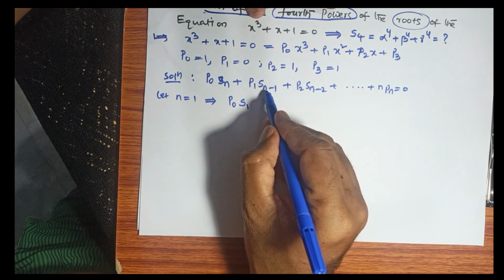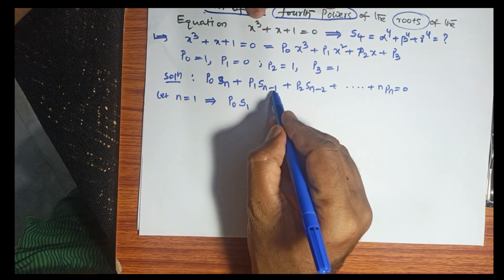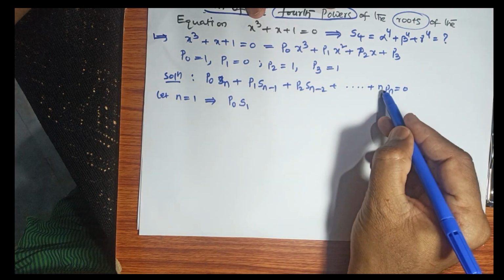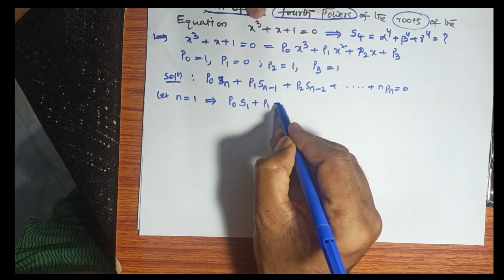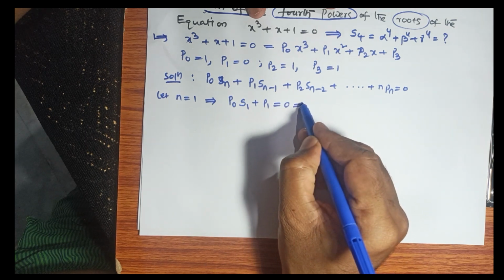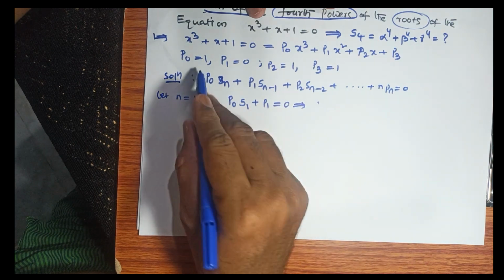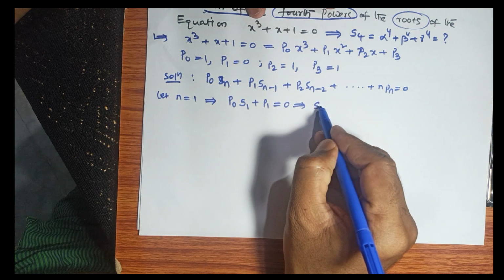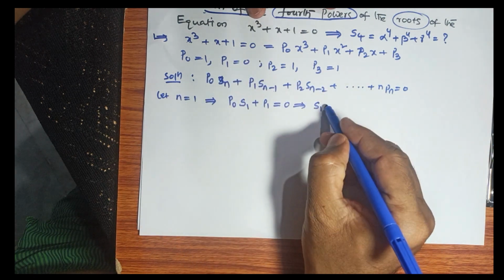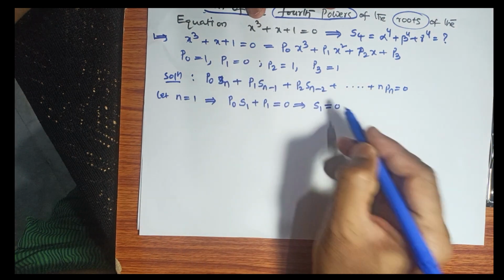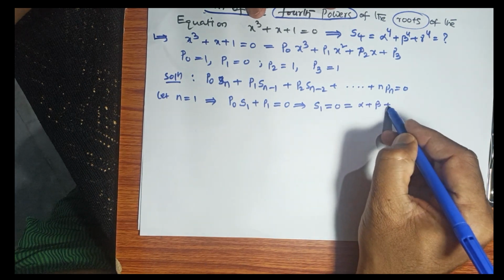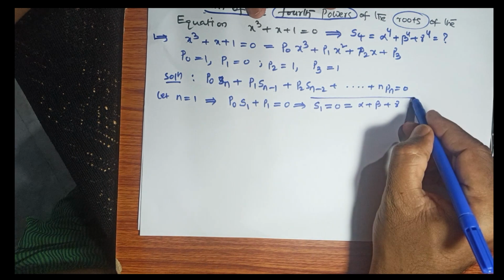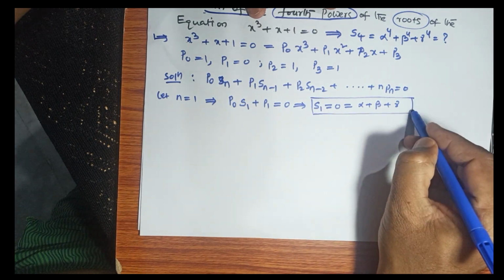Okay, for n equal to 1, n minus 1 is 0, so we are not considering that term. Then P1 is equal to 0, and P0 is 1, meaning S1 is equal to 0. So S1 is alpha plus beta plus gamma, and we got the answer.